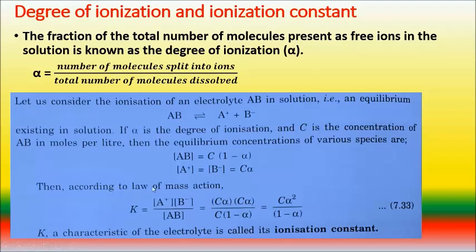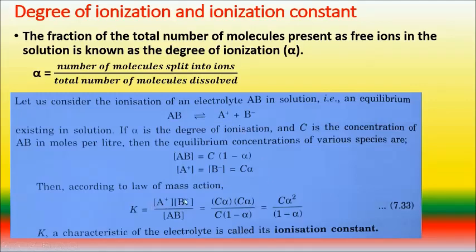Then according to the law of mass action, how can we write the equilibrium constant? K is equal to the molar concentration of A+ into the molar concentration of B- divided by the molar concentration of AB. So the product side divided by the reactant side will come. Why? Because it is a reversible reaction.